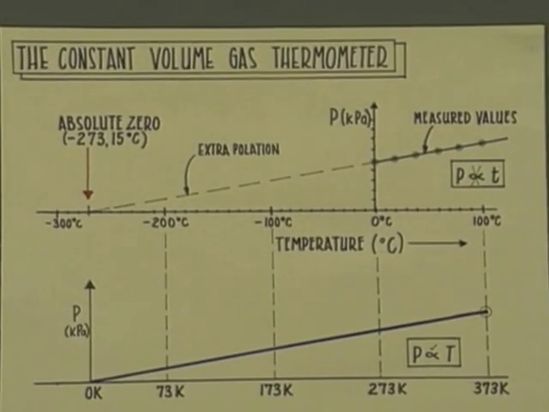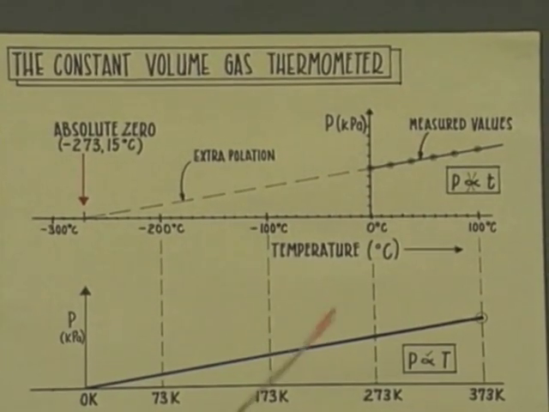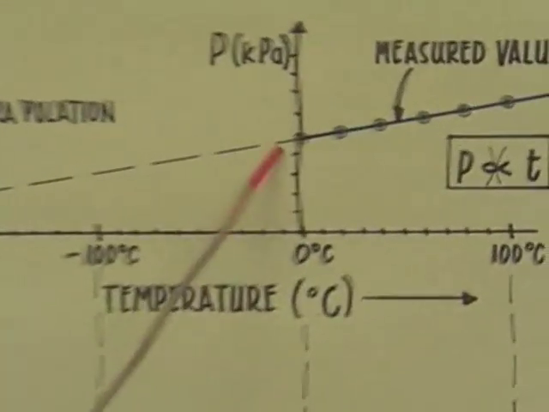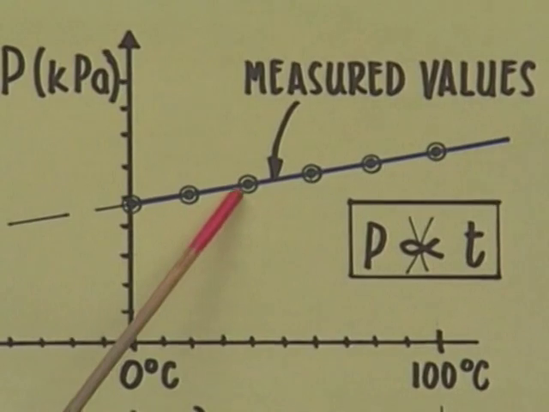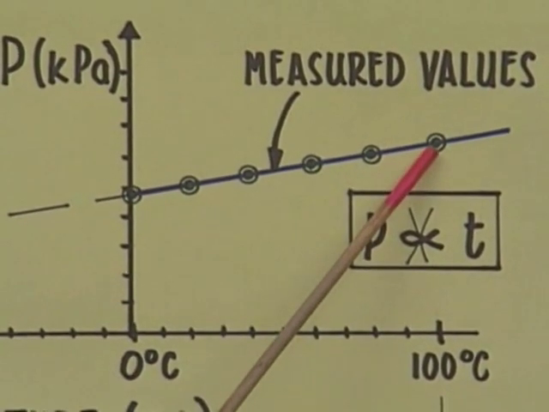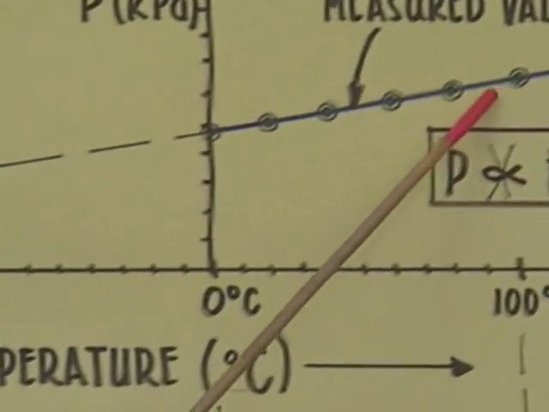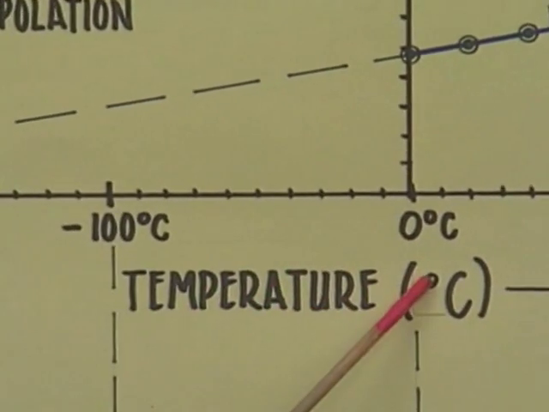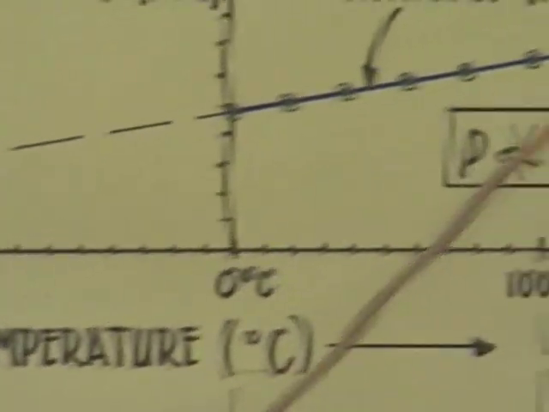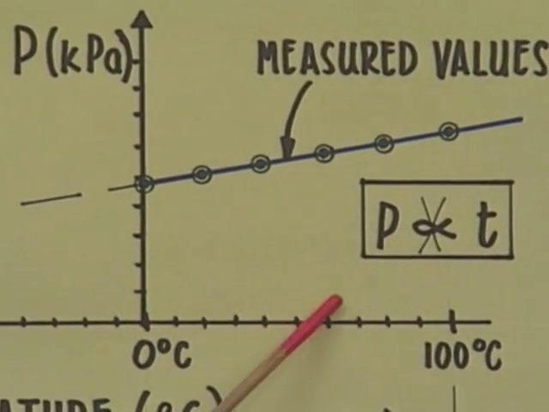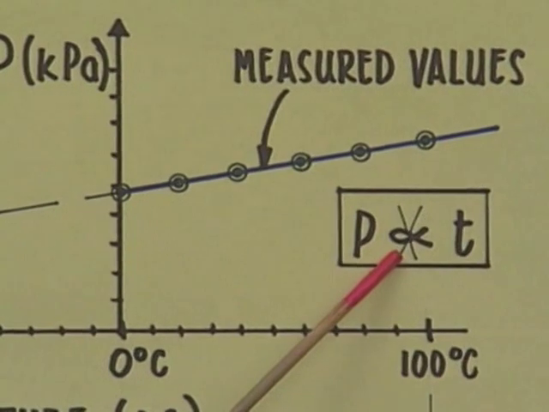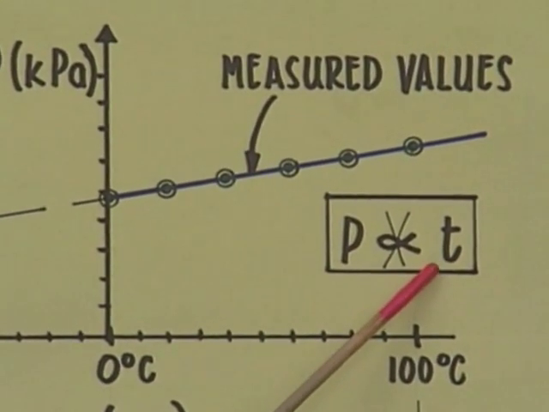Let's look at the graphical representation of the results. In the same way we measured the pressure of the gas at 0, 20, 40, 60, 80, and 100 degrees Celsius, and then plotted the pressures against the Celsius temperatures. Although we obtain a straight line, the line doesn't pass through the origin of the graph, which means the pressure is not directly proportional to the Celsius temperatures.